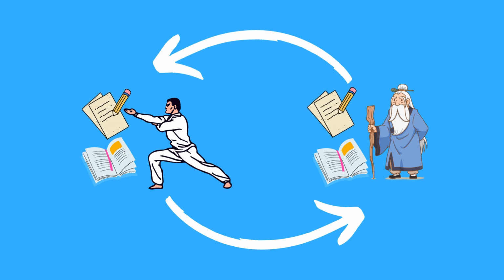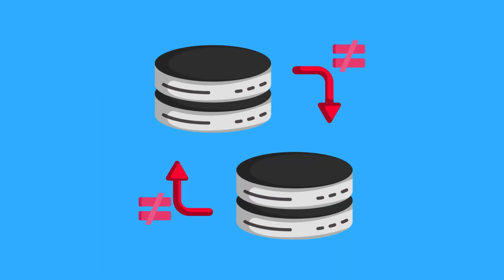Master-master replication, on the other hand, allows multiple servers to handle both reads and writes, and the changes are synchronized across all servers. This approach can improve both read and write performance, but comes with the challenge of handling data conflicts. So, why should you consider using replication?